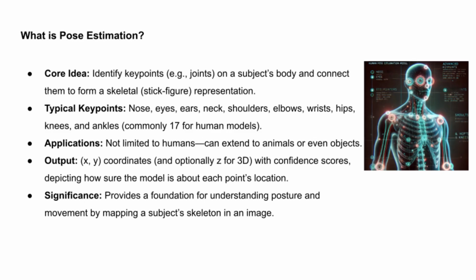17 key points is common in datasets like COCO, but the concept can extend to animal poses or even object orientations. The output of a pose estimation model is usually a set of XY coordinates for each key point in 2D images, and potentially Z for depth in 3D cases, often accompanied by confidence scores indicating how sure the model is about each point's location. In summary, pose estimation provides a machine with a skeleton-like map of the subject in an image, which serves as a foundation for understanding and analyzing movement or posture.